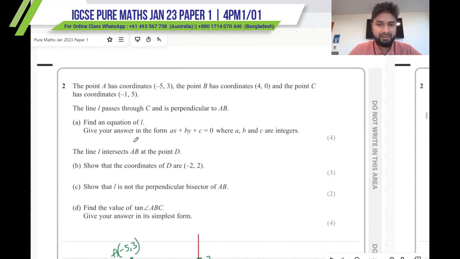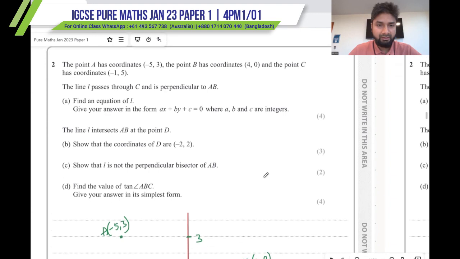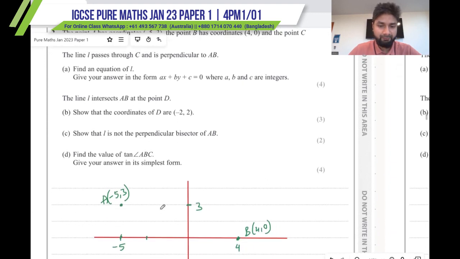What's the next one? It says B is 4 and 0. So 4 should be less than 5. So it should be somewhere here. So 4 and 0. This should be B, 4 and 0. And the last one would be C. And that's going to be -1 and 5. So -1 should be somewhere here and 5 should be more than 3. So let's say this is -1 and this is 5. So this should be the point C over here, -1 and 5.